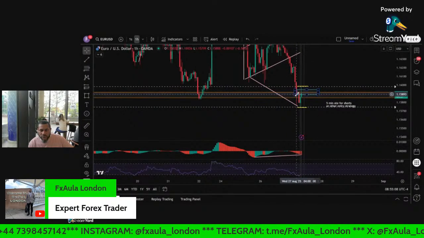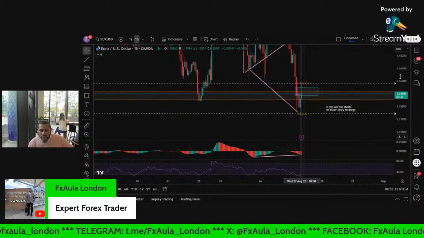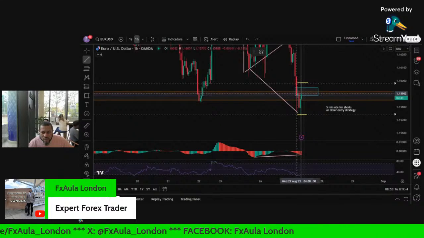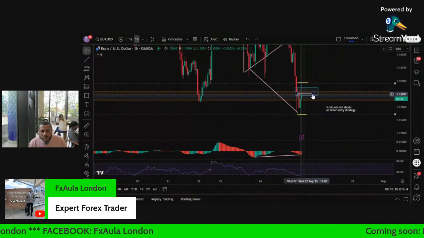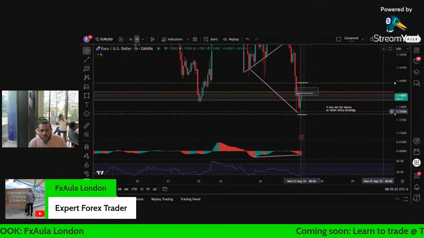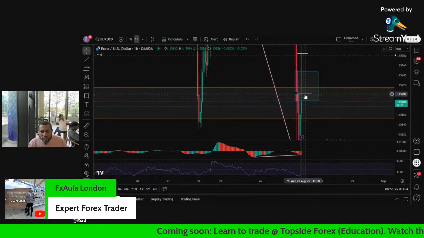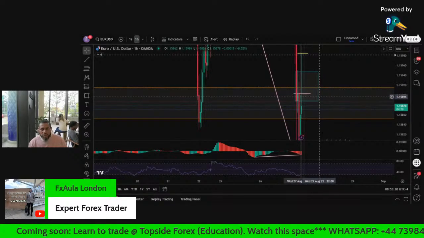So I want to see price break this supply. When I mean supply, I'm actually really looking at this place. That is what I'm looking at. I want to see price break this. I know this may be confusing to so many people watching.